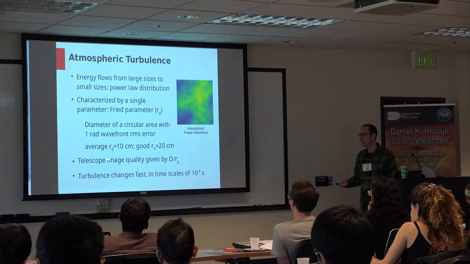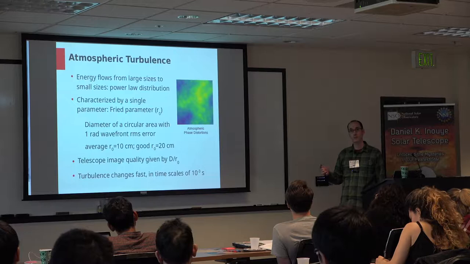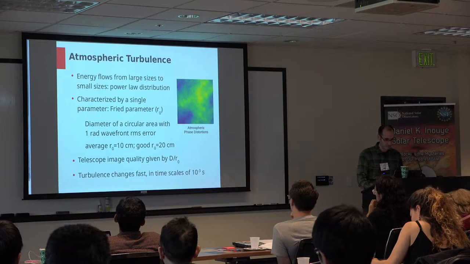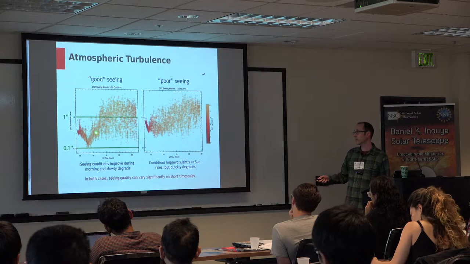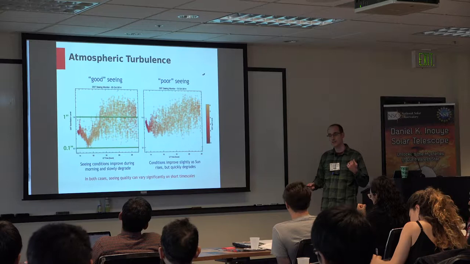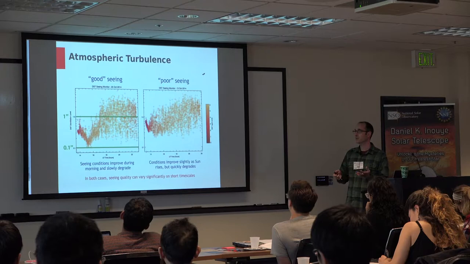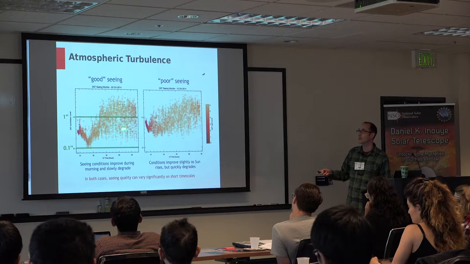Turbulence is also really fast, and it changes on scales of milliseconds. So if we want to compensate for it and do something about it, we need systems that will react to it and can operate really fast. This is a plot that, to confuse things, plots the inverse of R0. Before, I told you that a big R0 is good, larger R0 will give you less distortion. Here it is the opposite. A low value on this plot is good, and a large value is bad.